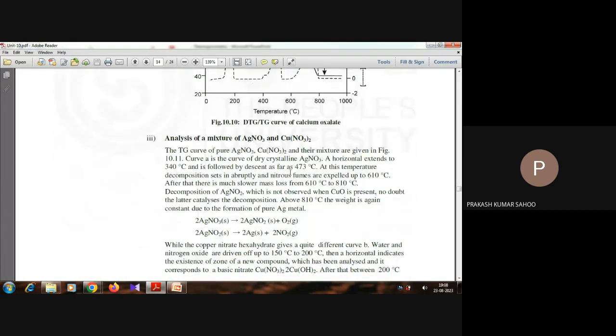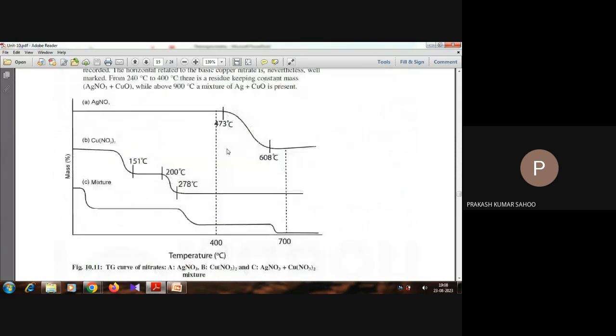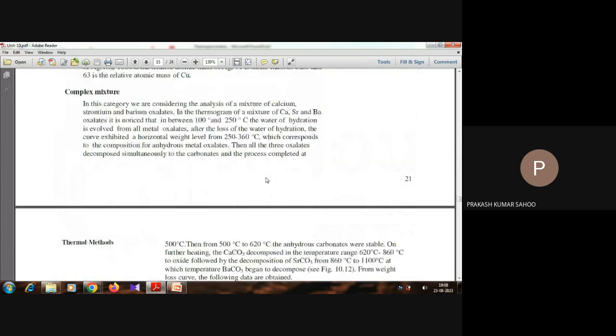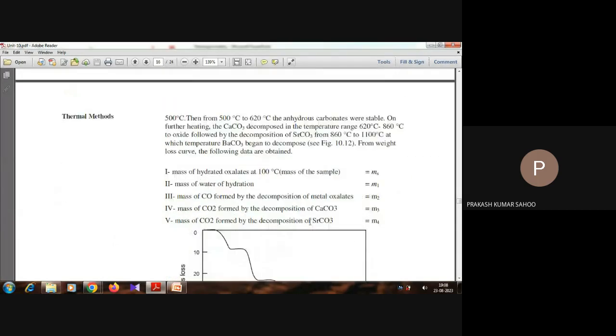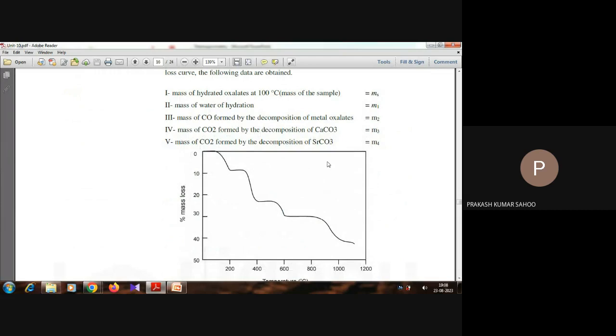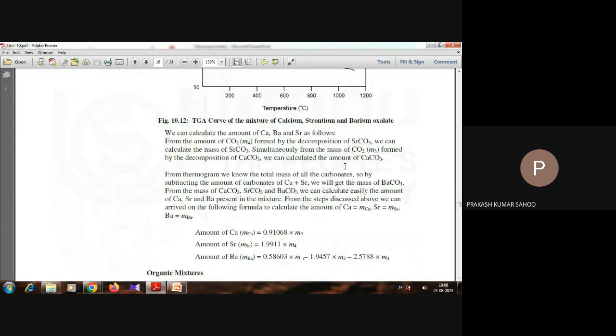Okay. Then another, silver nitrate with copper nitrate. The curve is like this. These are the temperatures, and we have a complex mixture also, that is with the DTA or with complexing agents, and here it is strontium carbonate. Then we have a mixture of calcium, strontium, barium. All the three compounds are mixed.